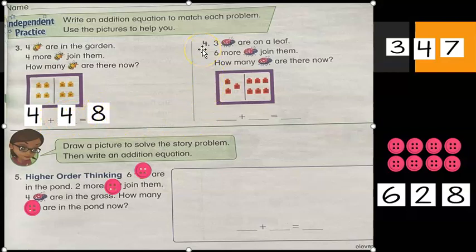I'm going to read this for you, okay? Here we go. 3 bugs are on a leaf. How many bugs? 3. So look at that. They already drew out 3 red cubes here to represent 3 here, okay? Now this first sentence is done. You move now to this second sentence. You read it. 6 more bugs joined them. How many more bugs joined them?